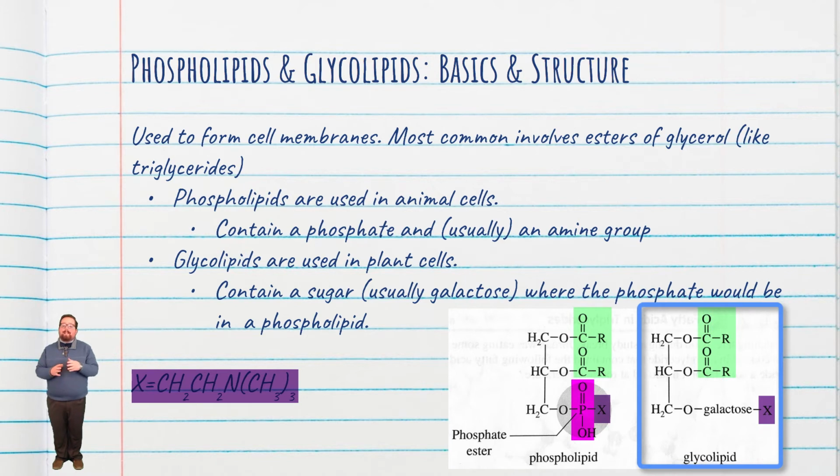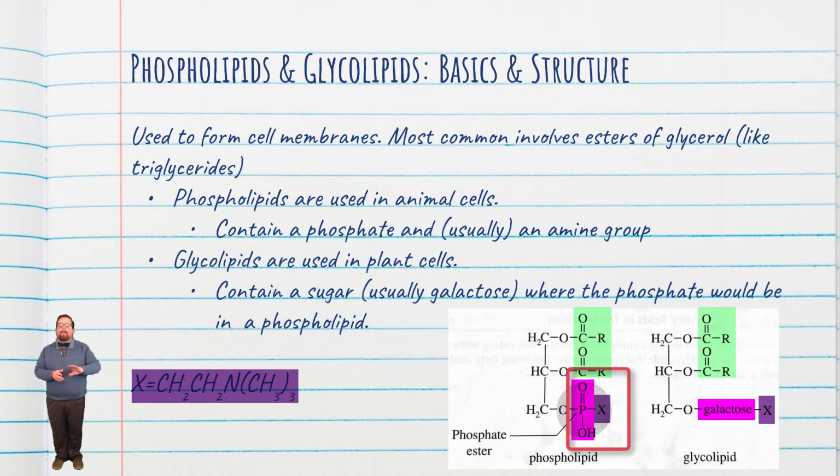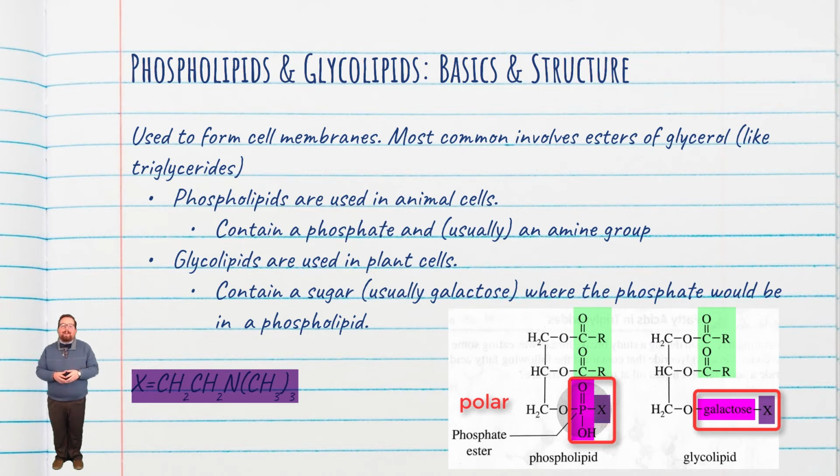Glycolipids are very similar, but instead of a phosphate group, they have a galactose sugar molecule in its place. These are found in plant cells. In both cases, we have one end of the molecule that's very polar, where the phosphate or galactose is, and the other end is very nonpolar. This causes them to form in a double layer when forming cell membranes.